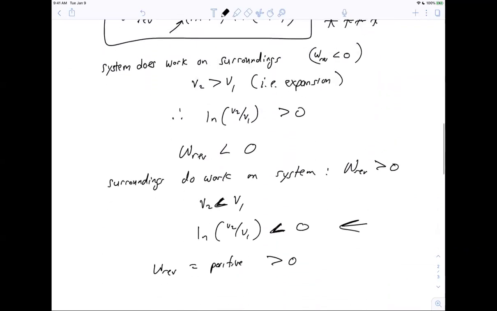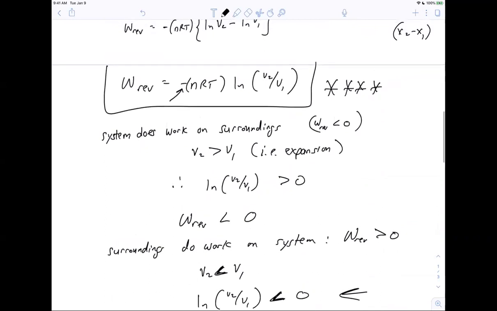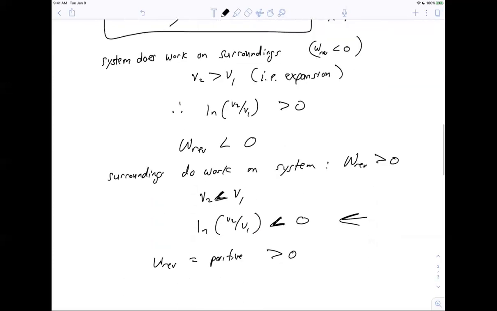This would be the maximum work out that the system would do on the surroundings, or the minimum work that the surroundings would have to do on the system. So if we were doing either compression or expansion between V2 and V1, the system would give us the most work during the expansion. And if we were to do the compression, we would have to do the least amount of work, in both cases letting the process happen reversibly. And that's what's special about the reversible process.